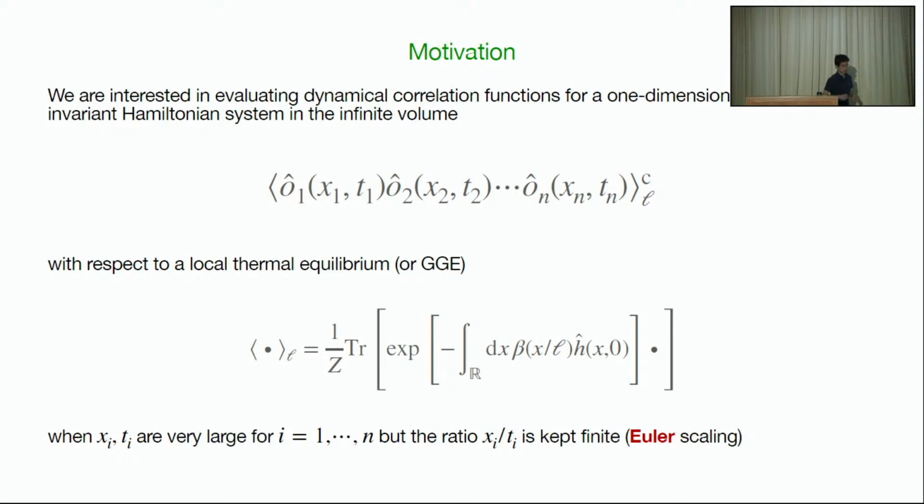And this average is done with respect to, say, local thermal equilibrium, or it could be local GGE if your system is integrable. It's usually written in this way, where the inhomogeneity, if your system is inhomogeneous, is encoded through here, which is a Lagrange multiplier. In this case, simply the inverse temperature, because H hat is the Hamiltonian density. And the length scale over which the state is varying is controlled by this parameter small l, which is eventually sent to infinity. So that's the kind of setup.